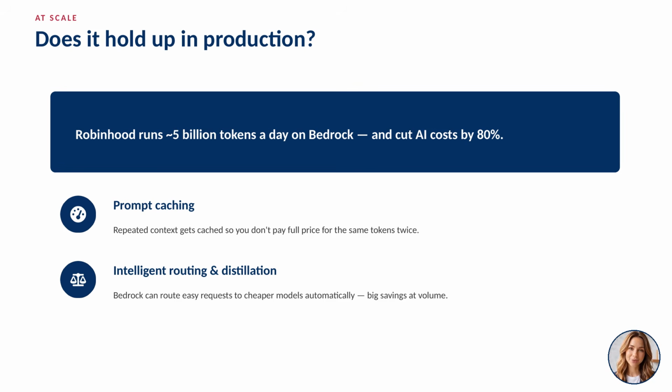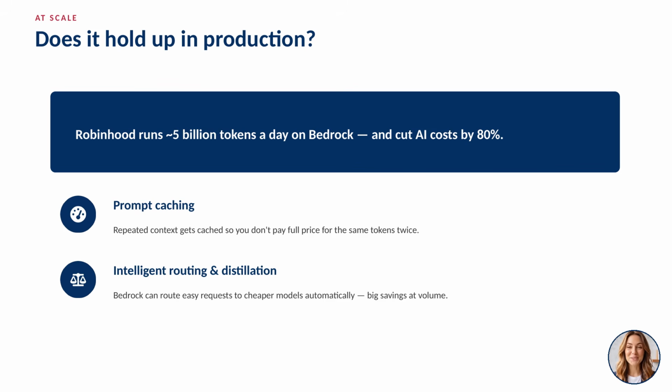Prompt caching. When you send the same context repeatedly, like that returns policy in front of every support question, it gets cached, and you stop paying full price for the same tokens over and over. And intelligent routing. Bedrock can automatically send easy requests to cheaper models and save the expensive ones for hard questions. At volume, those two features are the difference between a scary bill and a boring one.